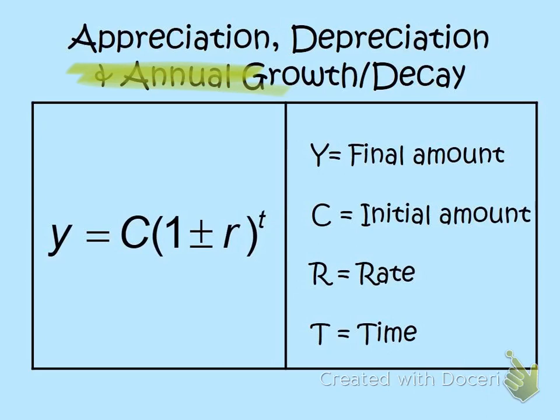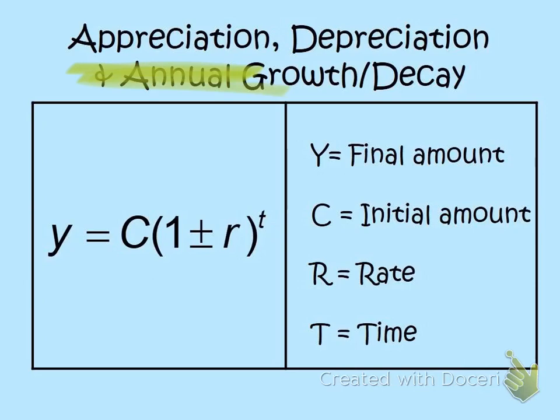If the population of anything, cells or microorganisms or anything, grows, or if, like, an isotope half-life or medication half-life would be an example of decay. As long as we're talking about an annual growth and decay or an annual appreciation, depreciation, then we're going to use this formula: y equals c times (1 plus or minus r) to the t.